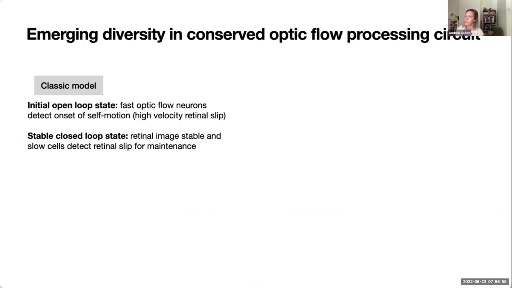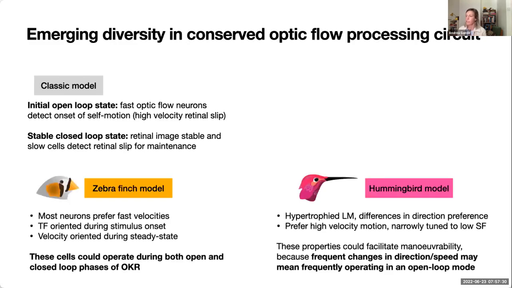So these results suggest an emerging diversity in an optic flow processing circuit considered to be highly conserved. Having your classic view, there's an initial open loop state where fast optic flow neurons will detect retinal slip or the onset of self motion. And then there's a stable closed loop state where the image is kept stable by the slow cells just maintaining. But in zebra finches, we show that most neurons prefer fast velocities. And then you have these temporal frequency oriented cells during the stimulus onset and velocity oriented during steady state. So these cells could operate during both open and closed loop phases of the optokinetic response, as opposed to having two types of neurons.